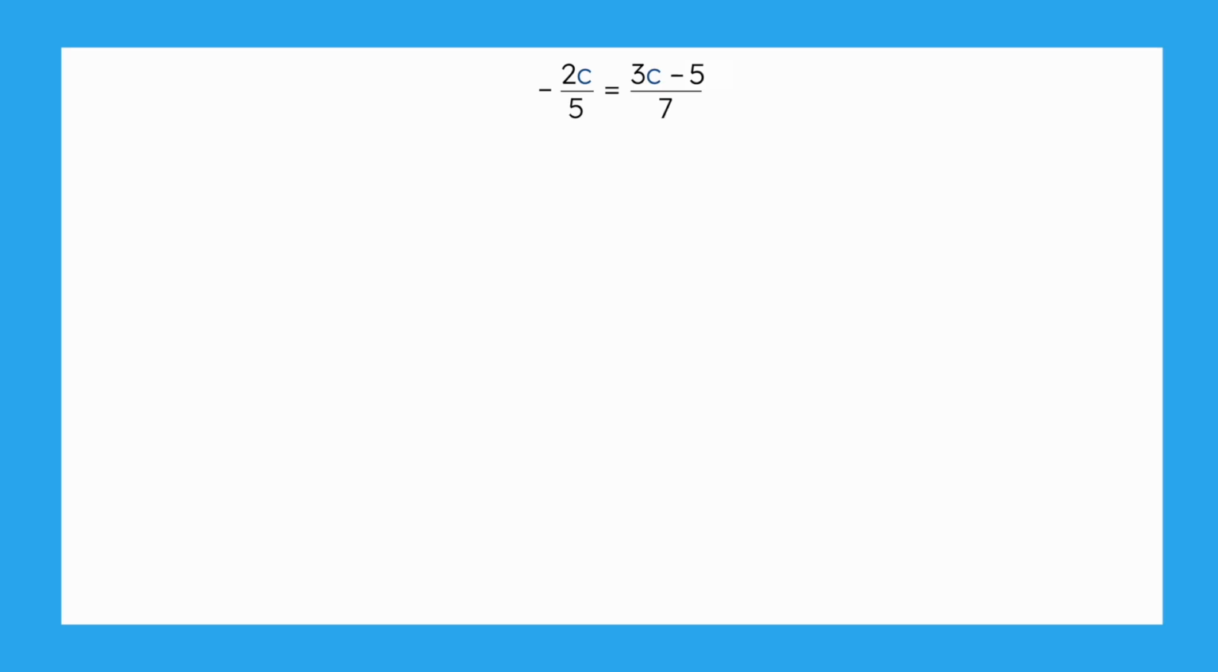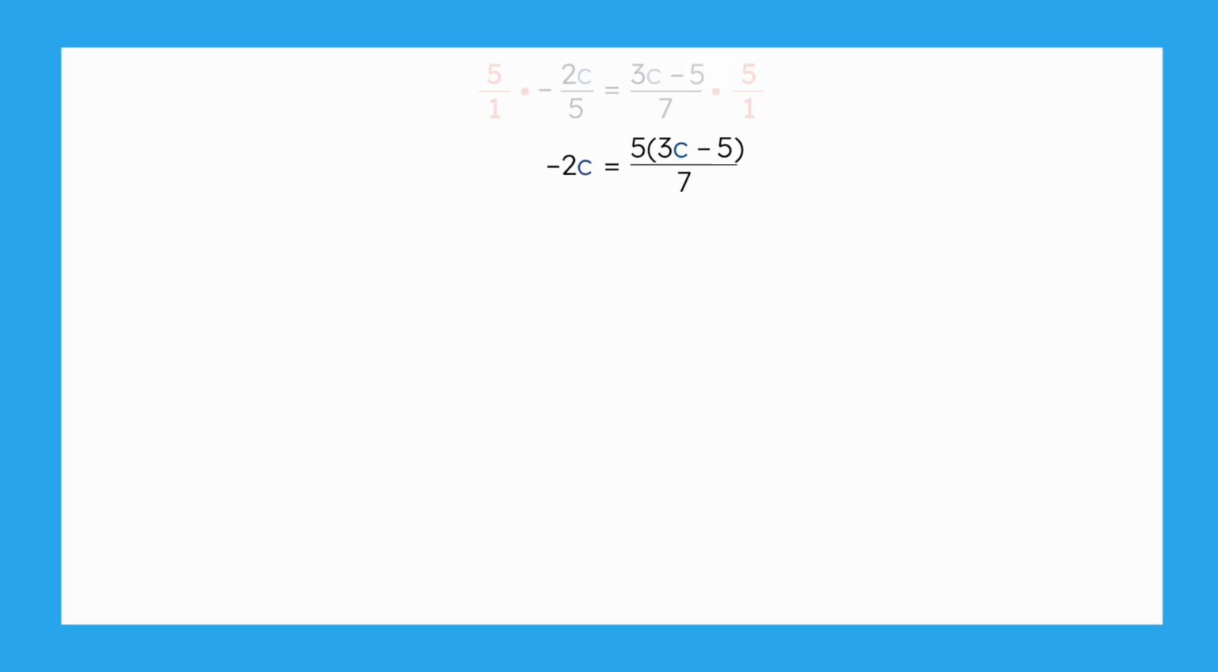Whenever I solve equations with two variable terms, I usually start by canceling one of them. And even though these variable terms are both in the numerator, I can't cancel either of these terms without first canceling these denominators. It doesn't really matter which denominator I start with, so I guess I'll start by multiplying both sides of this equation by 5 over 1. This leaves me with negative 2c equal to 5 times the quantity 3c minus 5 over 7.